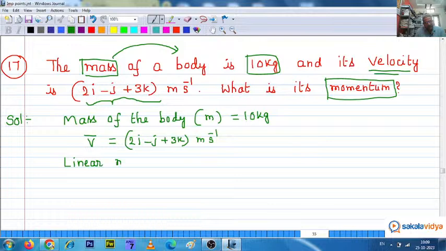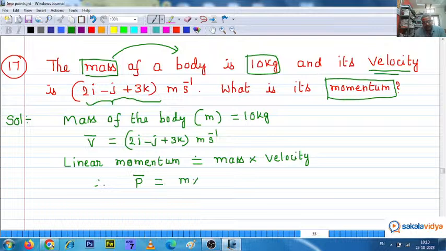Linear momentum. Generally you can say linear momentum is equal to mass into velocity. My dear students, remember, mass multiplied with velocity. So therefore you can say linear momentum p, or p bar also you can write, is equal to mass multiplied with the vector v.